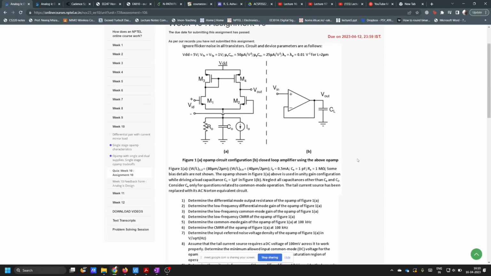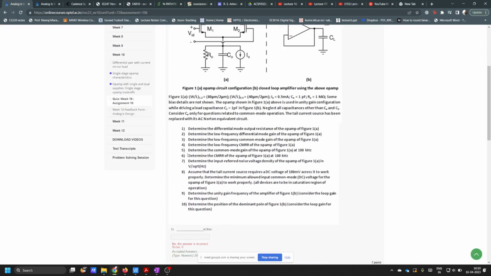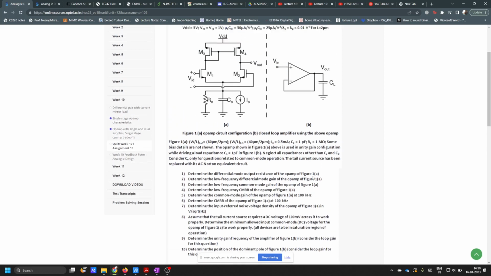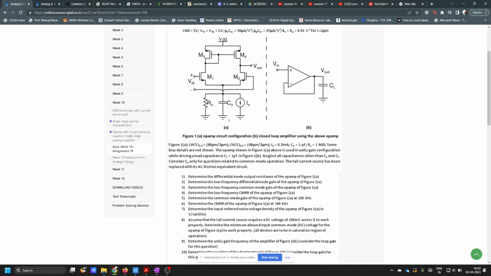Yes. So which question? Question 5. Define the common mode gain of the op amp in figure 1A at 100 kilohertz. So what is the problem here?